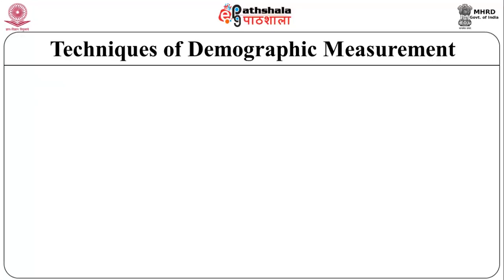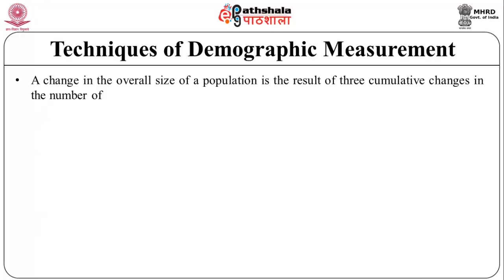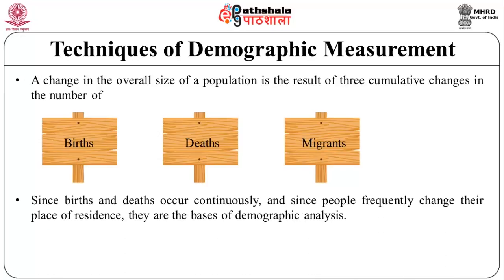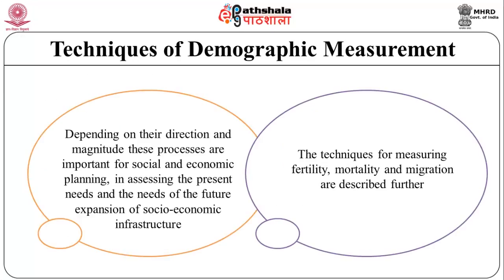Now we'll discuss techniques of demographic measurement. A change in the overall size of a population is the result of three cumulative changes in the number of births, deaths and migration. Since birth and death occur continuously, and since people frequently change their place of residence, they are the basis of demographic analysis. Depending on their direction and magnitude, these processes are important for social and economic planning in assessing the present needs and the needs of the future, and the expansion of socio-economic infrastructure in a particular area. The techniques for measuring fertility, mortality and migration are described below.